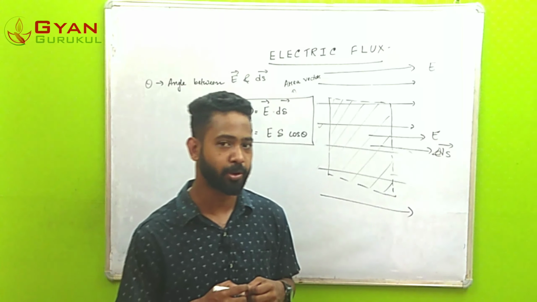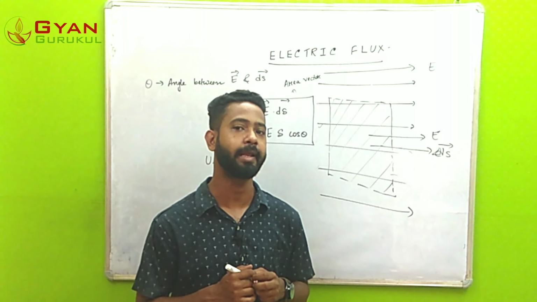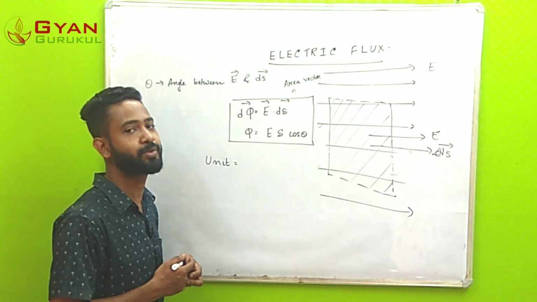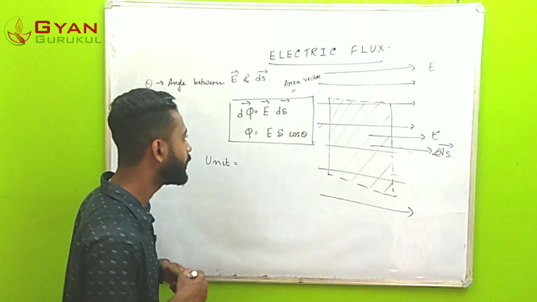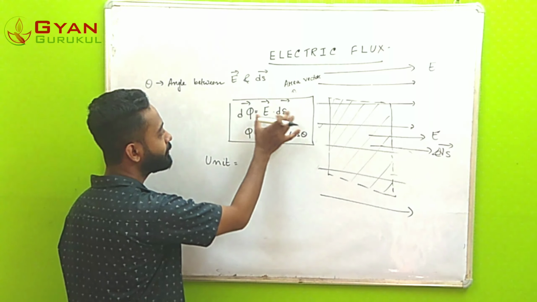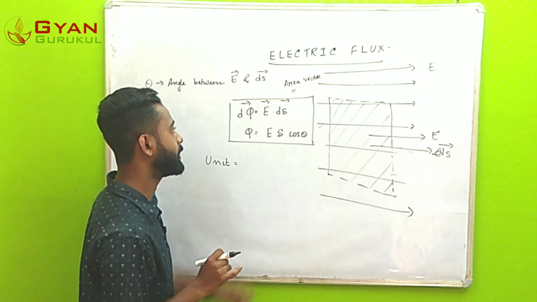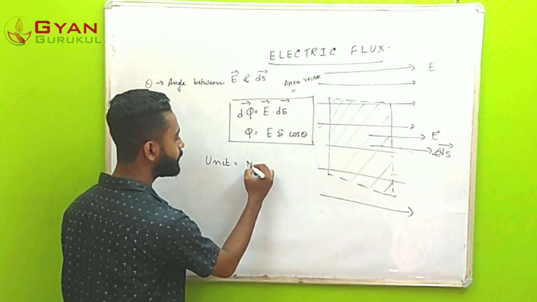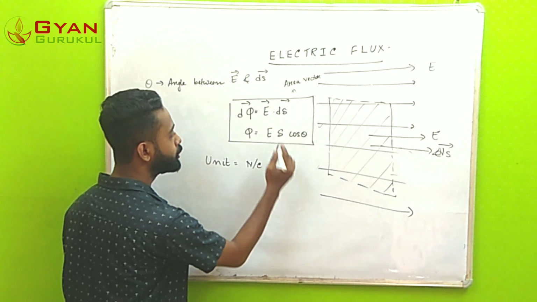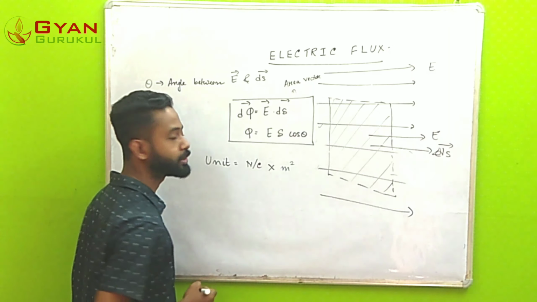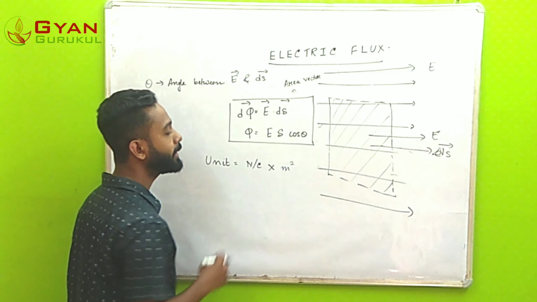Let us now discuss the units and the dimension for electric flux. From the expression itself, we can determine the unit as well as its dimension, which is pretty simple. The units for electric field and area vector will give us a unit for electric flux as well. For electric field we can use the unit Newton per coulomb, and for area obviously it's meter square. So it's Newton per coulomb into meter square.